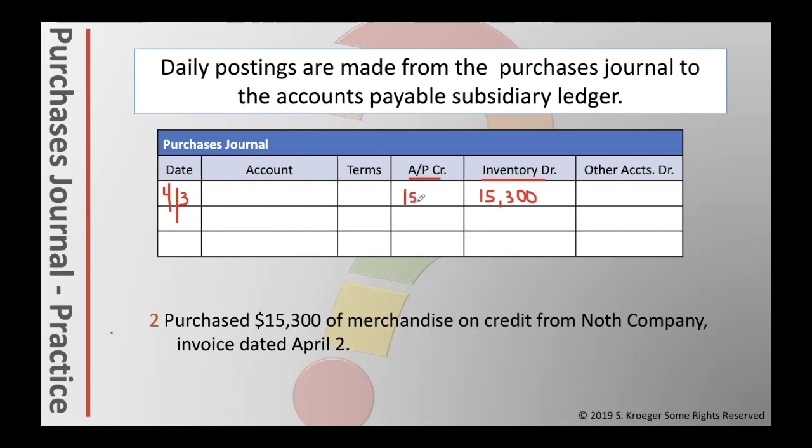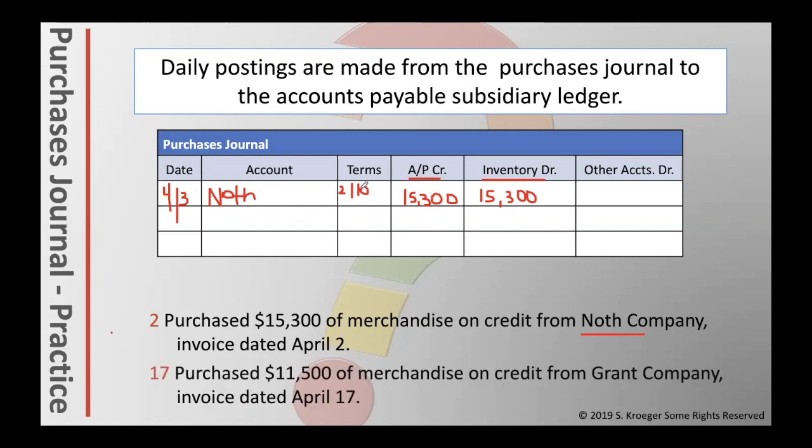We're not using the other account because inventory is already listed for us. It would be used if we had to use something other than inventory. The account name would be whoever the business is that we owe money to. In this case, it would be Knopf Company. The terms I listed for you before, I showed you, it was 2/10, n/30. So I'm just going to write 2/10, n/30. And that would be it for this transaction.